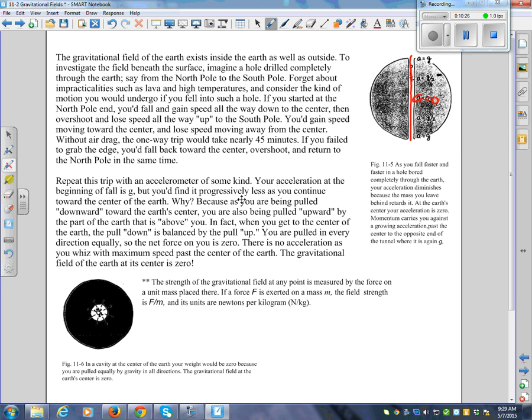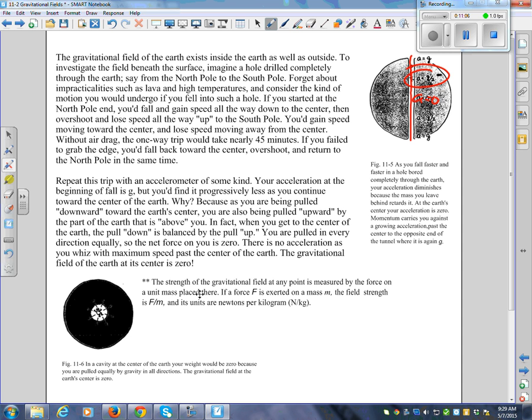It's pulled both ways. You have mass both above you, above in air quotes, and below you, exactly. Because you're being pulled downward towards the center, you're also being pulled upward by the part of the Earth that is above you. In fact, when you get to the center of the Earth, the pull down is balanced by the pull up, and you're pulled in every direction, and the net force on you is zero. There is no acceleration as you whiz with maximum speed past the center of the Earth. The gravitational field of the Earth at its center is zero, oddly enough. Okay? So there'd be some magical place somewhere right there where gravity would be about half of 9.8, about 4.9.